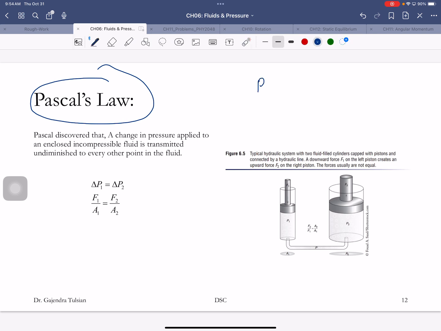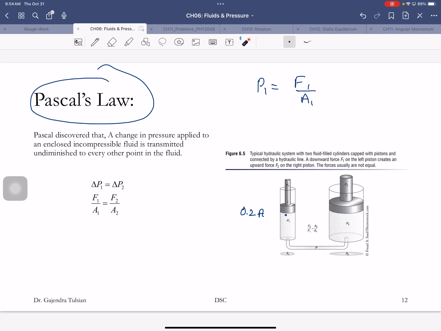P1 is force divided by area 1. So let's say you push on this piston, and A1 is the area of the piston. You increase the pressure at this point by P1. And I'm going to put a number on that. So let's say you increase the pressure by 0.2 atmospheres. So what Mr. Pascal realized was, if you increase the pressure at any point by 0.2 atmosphere, at every point in the fluid, the pressure increases by 0.2 atmosphere. Do you guys understand that? So that's Pascal's principle.